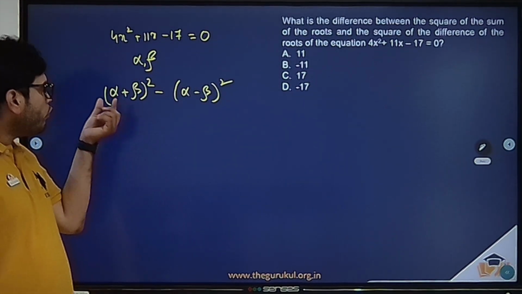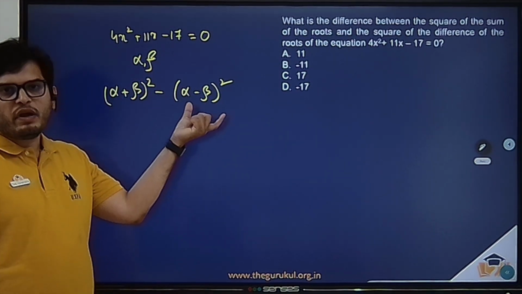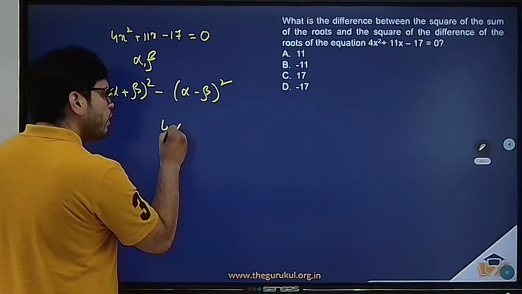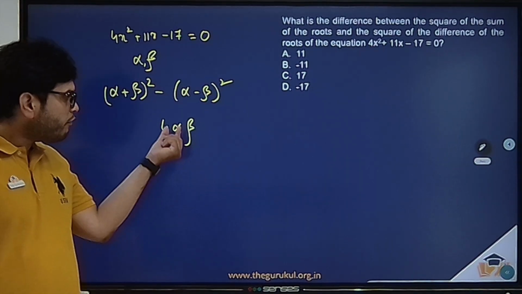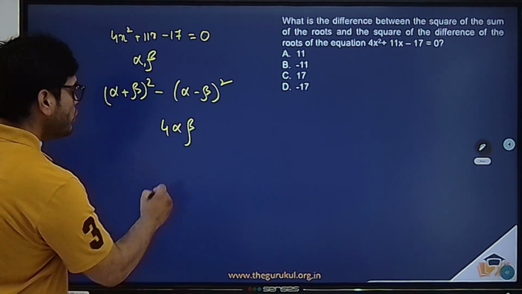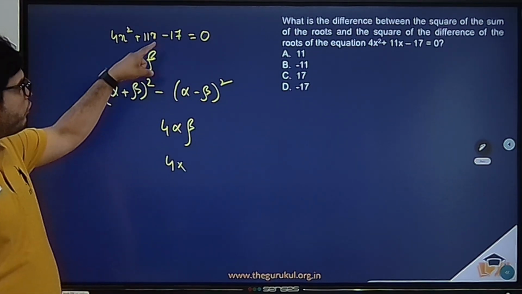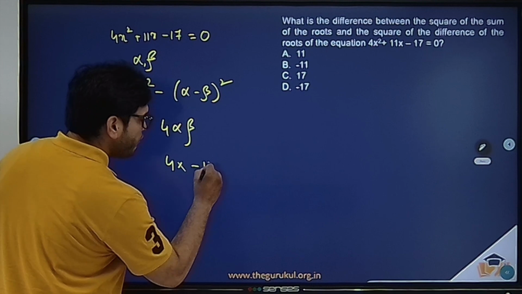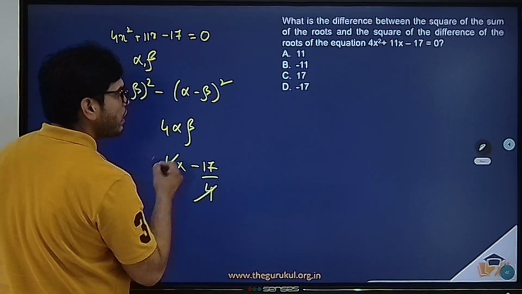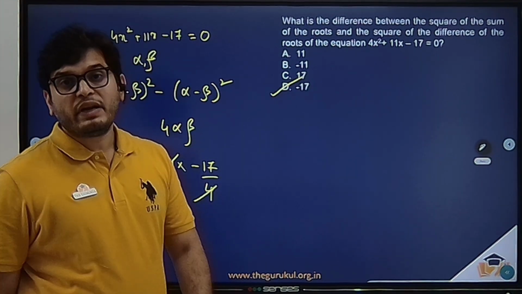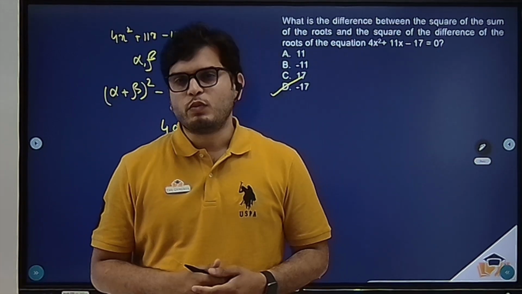Right. Now what would be a plus b whole square minus a minus b whole square? That's nothing but 4 alpha beta. Alpha beta is nothing but the product of the roots. So 4 into, what's the product of the roots? C by a, minus 17 by 4. So the answer for this question should be minus 17. Hence D should be the answer for this question.